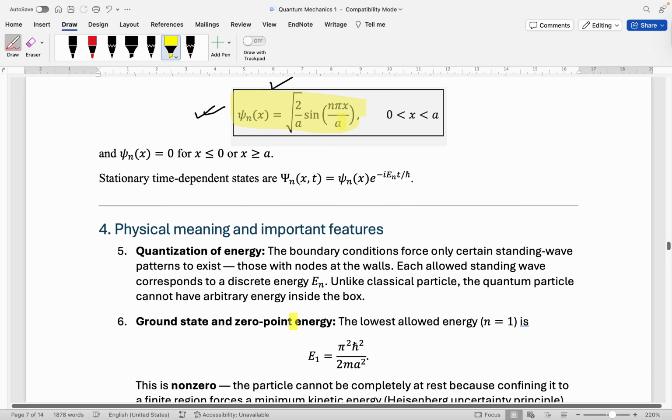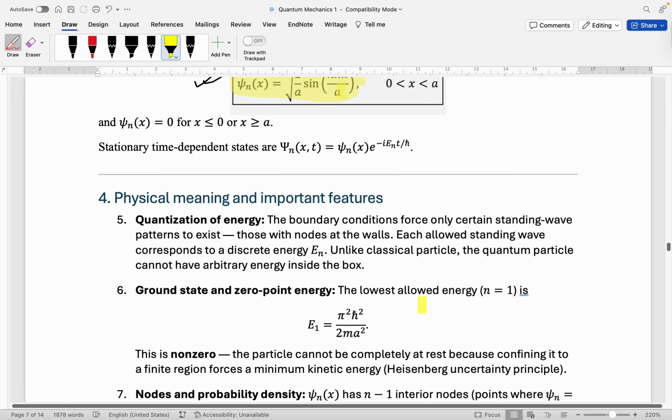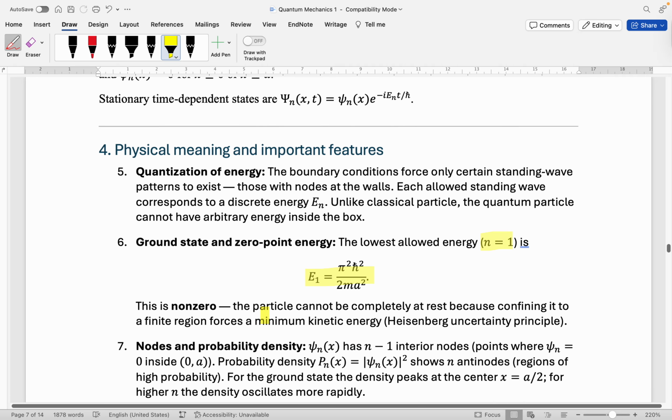Next, ground state and zero point energy. As I said, the zero point energy means n value is 1, and then you can find out what is the value of energy for this. You can calculate it, depending on what particle you are considering. It may be a proton, then the mass would be that of a proton. If it's a neutron, it will be for a neutron, or any other subatomic particle. You should know what is the dimension in which it is trapped. So a is the dimension. If it is inside the nucleus, a value is 10 to the power minus 15 meter and so on. And this is definitely non-zero.